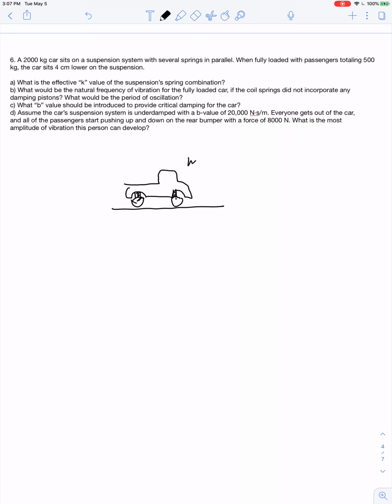So if the mass of the car is 2,000 kilograms, and all these springs are in parallel with one another, when all the passengers, some people may be standing in the back of the pickup truck, and there's other passengers inside the vehicle, their total mass is 500 kilograms, and that causes the truck to sit 4 centimeters lower than it would if the passengers weren't on board.